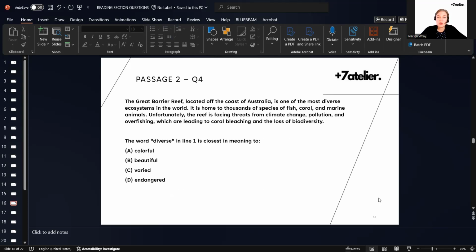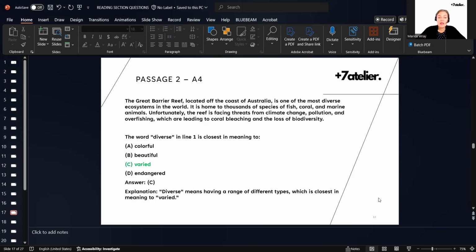Okay, let's go to question number 4 for the same passage. The word diverse in line 1 is closest in meaning to A, colorful, B, beautiful, C, varied, or D, endangered. The correct answer is C, varied. Diverse means having a range of different types, which is closest in meaning to varied.